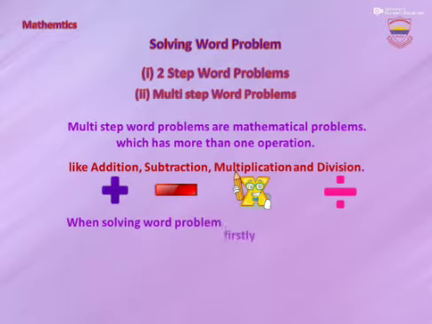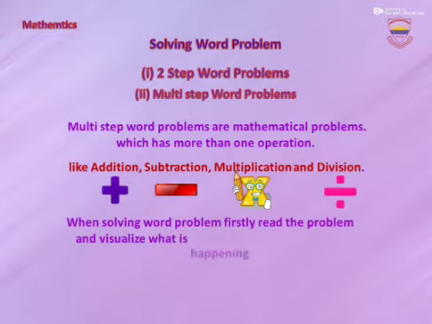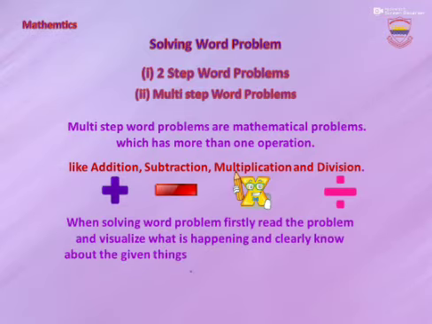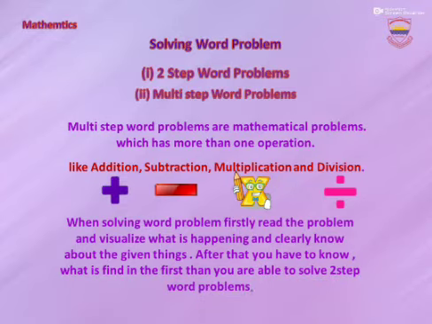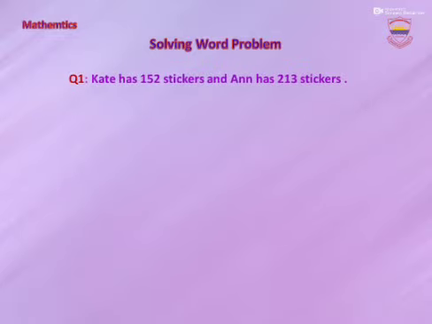When solving word problems, firstly read the problem and visualize what is happening and clearly know about the given things. After that, you have to know what is to be found first. Then you are able to solve two-step word problems. Let's see the first example of two-step word problems.